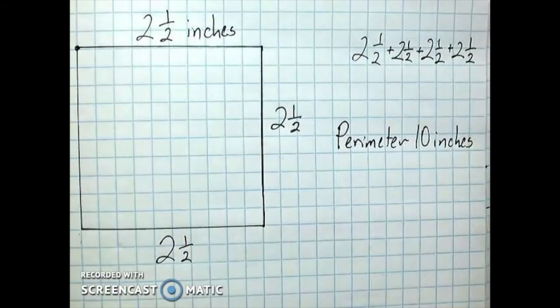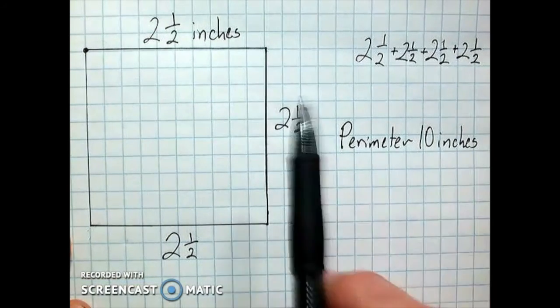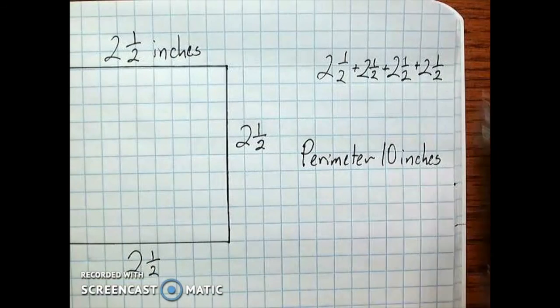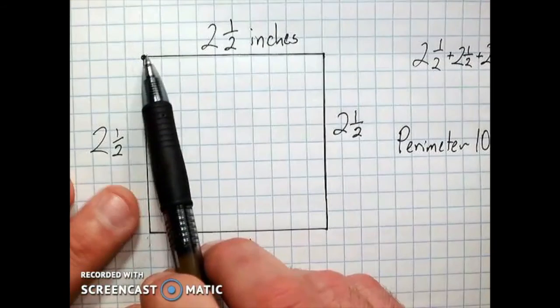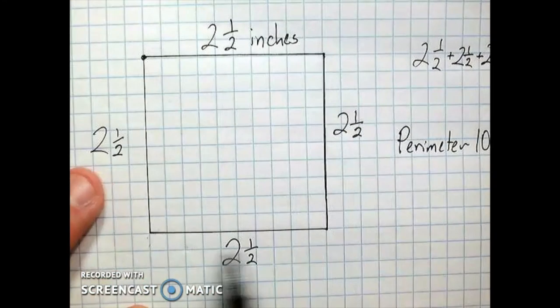It's almost like if I took scissors and I cut right here and I stretched these lines into one long straight line. We're just adding them all together to get a total of the amount of distance all the way around this object back to the starting point.